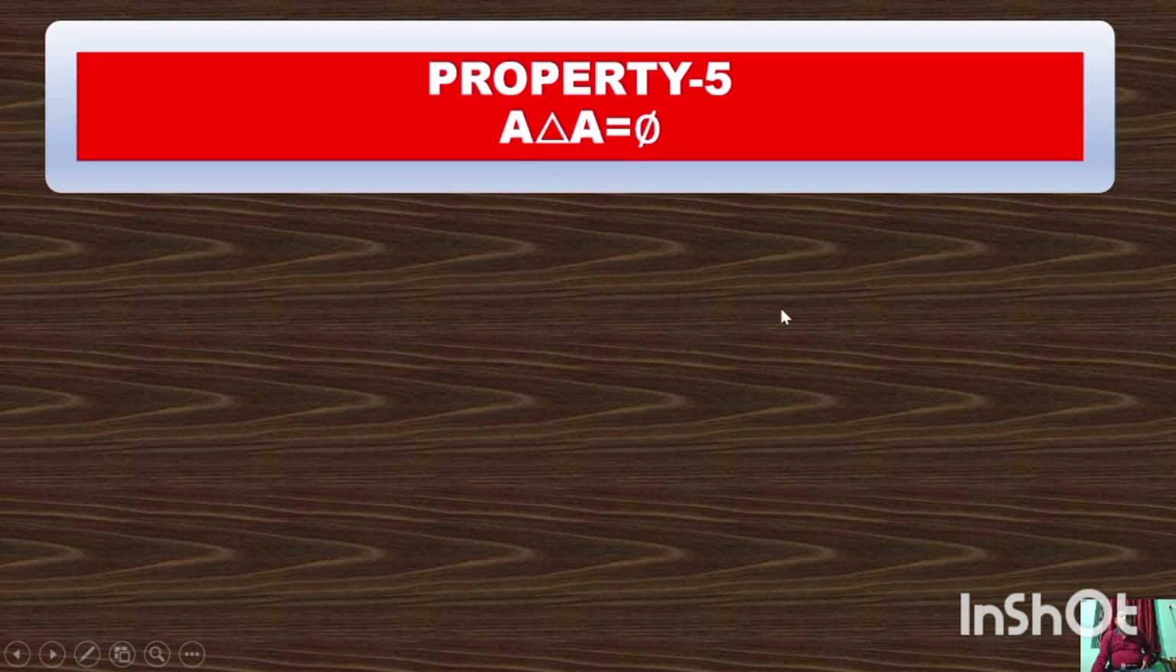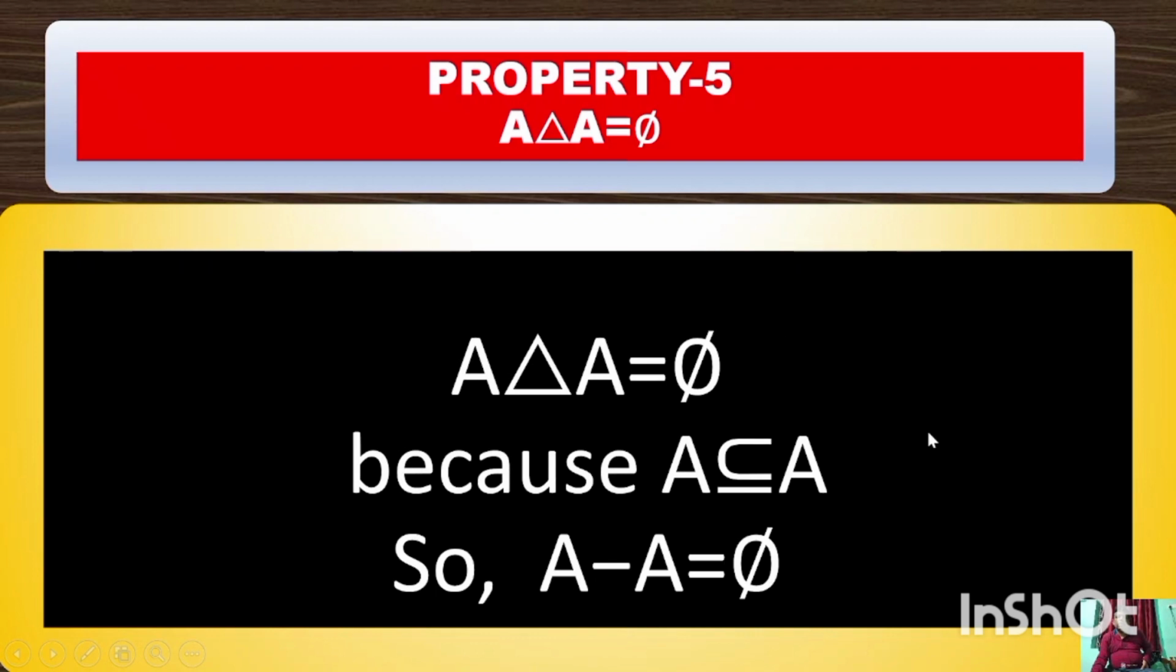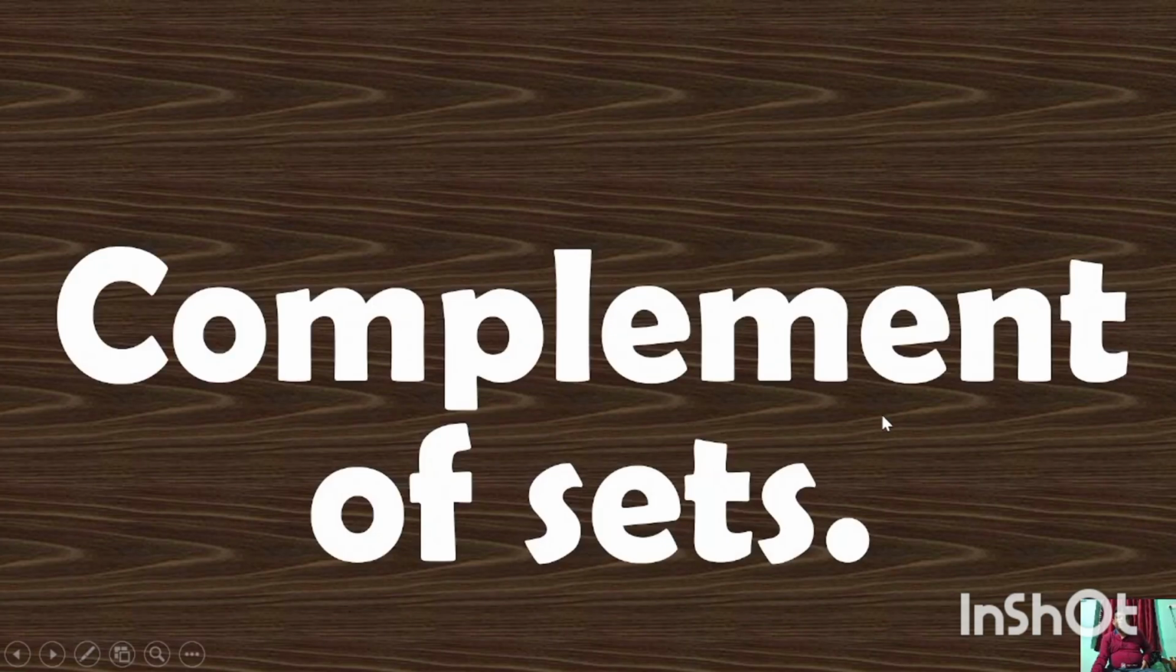So another property is A delta A is equal to null set, right? Here A delta A is null set, because A is a subset of A, so A difference A is null set. Okay. Here is another very important property from another set, that is known as the complementary set, which is a use of the difference set.